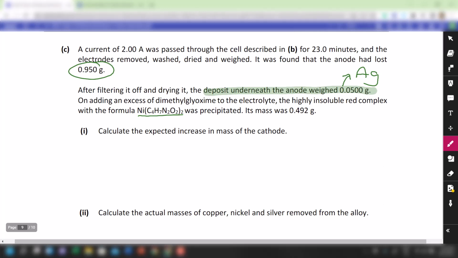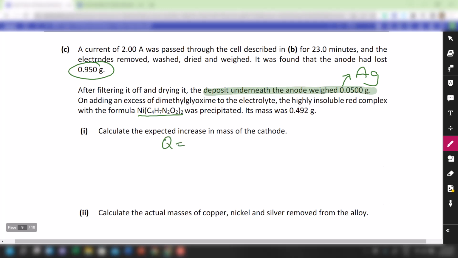So how can we calculate the expected increase in mass when we know that the mass loss of the anode is due to a combination of silver falling off as the anode sludge, some of the nickel might get oxidized, and of course the bulk of it is copper. Never mind about that, because we were told the current and we were told the time, so the charge transferred should be constant. That's due to the conservation of charge, of course.